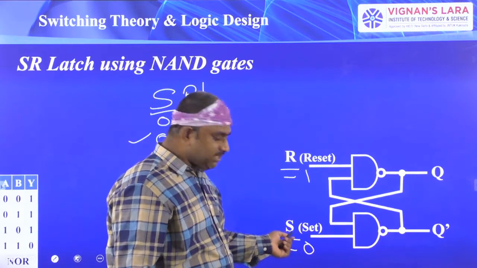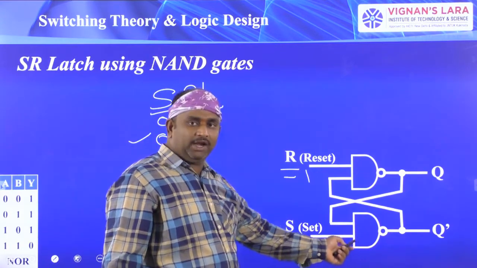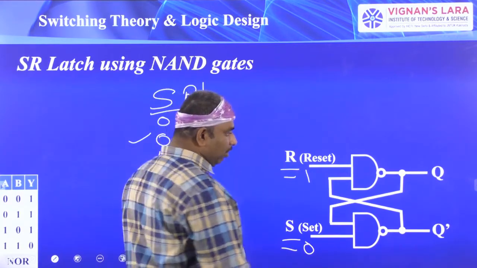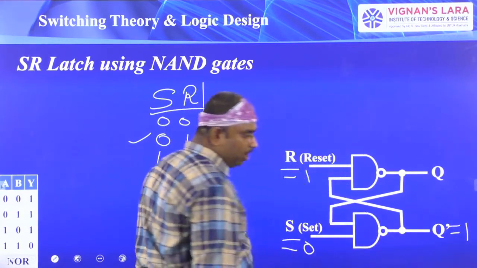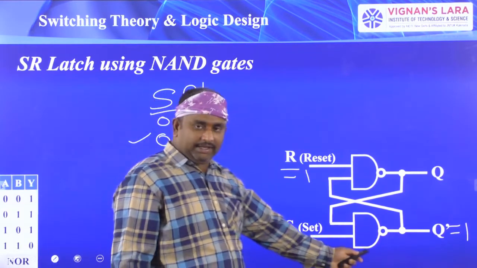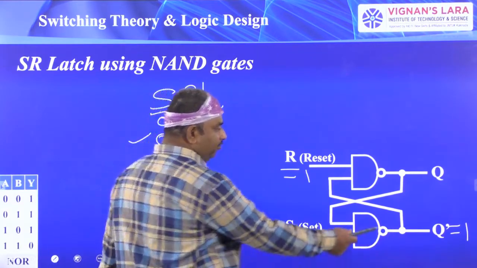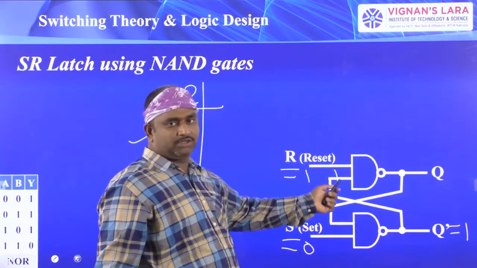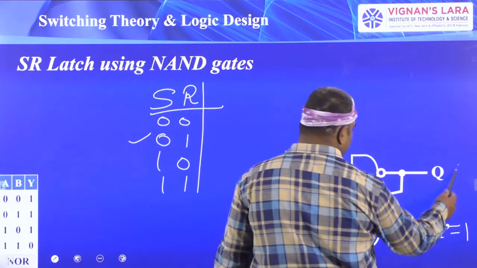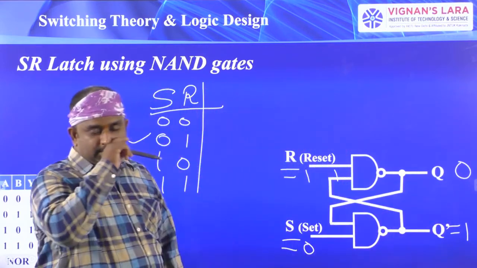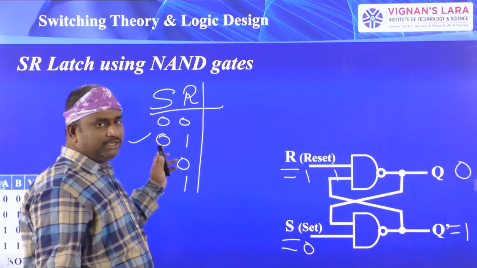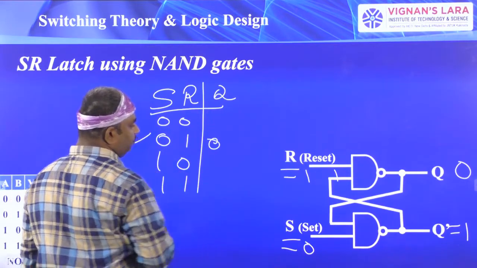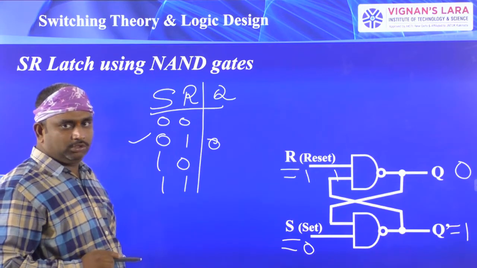Now here, set is equal to 0, so the NAND gate output is 1, that is Q bar is equal to 1. And if Q bar is equal to 1, the second input of the first NAND gate, both inputs are 1, 1, then the output is 0. So it is very simple. When I have given set is equal to 0 and R is equal to 1, the Q output is equal to 0.